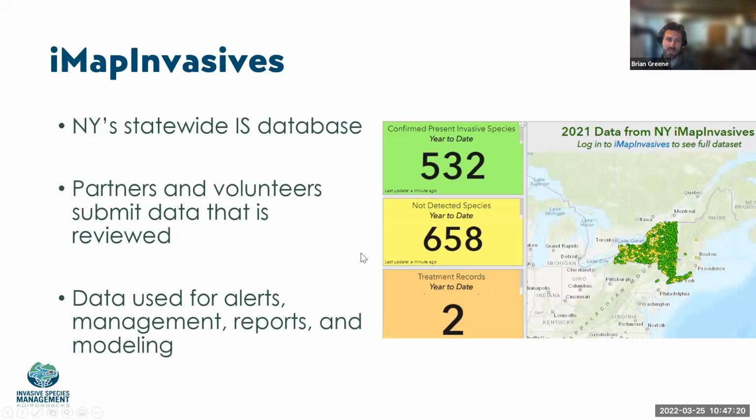Like I mentioned, iMapInvasives. This is New York's statewide invasive species database. It's a way that we can crowdsource information from the public and our partners and volunteers. They are able to use either the internet or a smartphone app where they can see an invasive species, take a photo, put some information in about its abundance and distribution, and it records their location in a really easy way. And all that data is submitted, it's reviewed by experts for quality control, and then it is used for alerts for different managers and management.